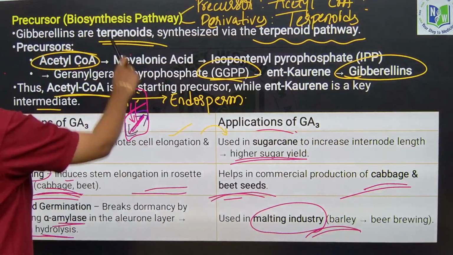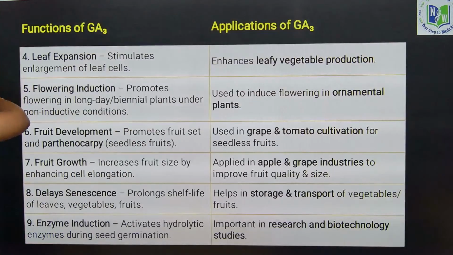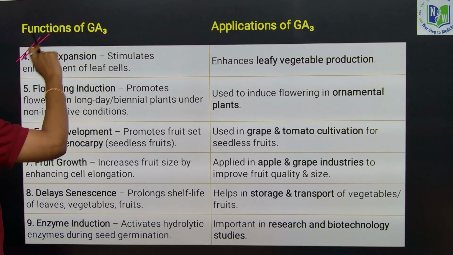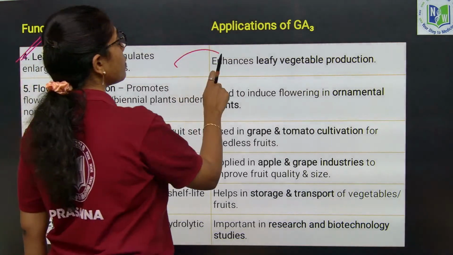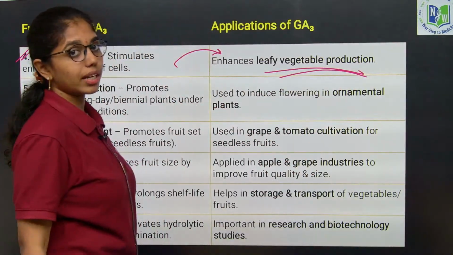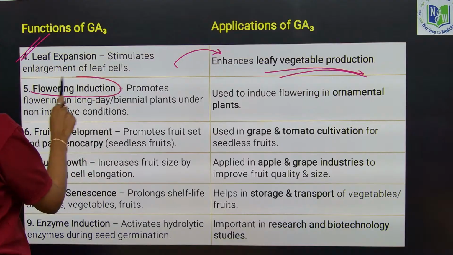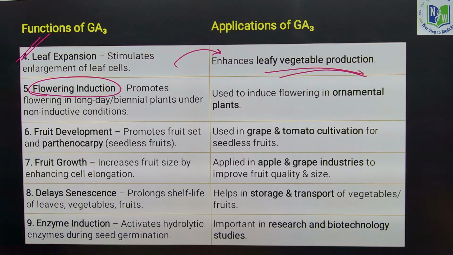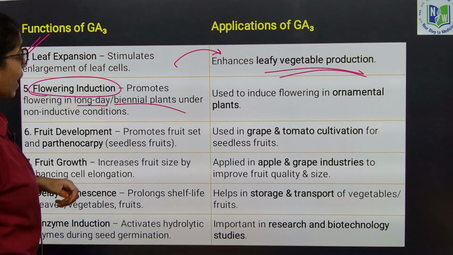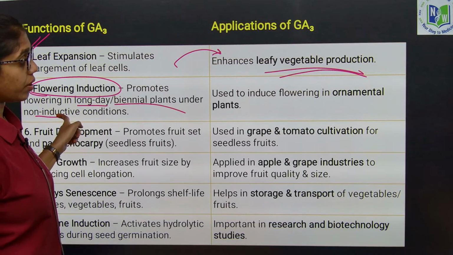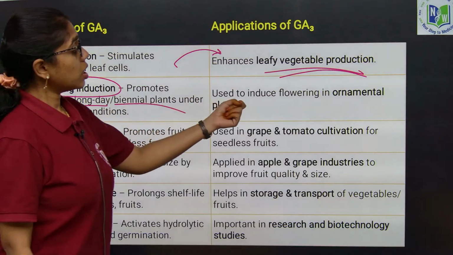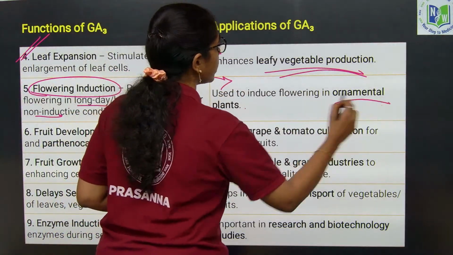Okay. And then the next set of functions and applications. Leaf expansion: this will stimulate the enlargement of leaf cells, and this will enhance leafy vegetable production. And flowering induction also is promoted by gibberellins. This promotes flowering in long day biennial plants under non-inductive conditions. During unfavorable conditions, this will induce flower production. This is used to induce flowers, especially in ornamental plants.